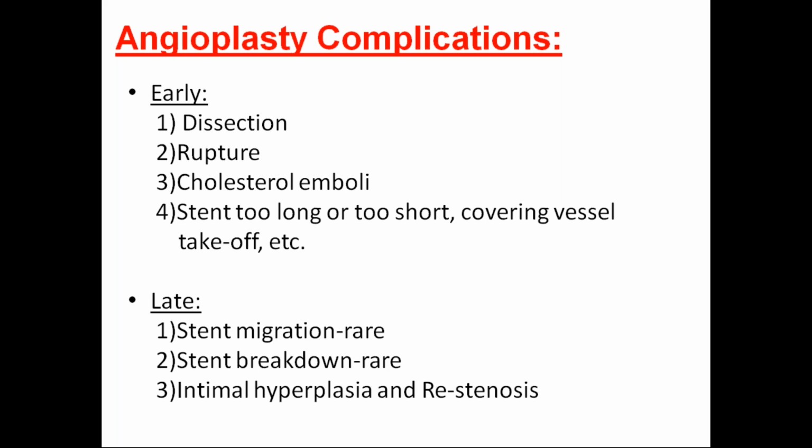Early complications are dissection of the vessel, that is, within the vessel wall the layers are cut off into two, the arterial dissection. There may be rupture of the vessel wall, and cholesterol emboli may occur, and the stent may be too long or too short, covering the branch vessels. So what are the late complications? That is, stent migration, stent breakdown, intimal hyperplasia, and restenosis.